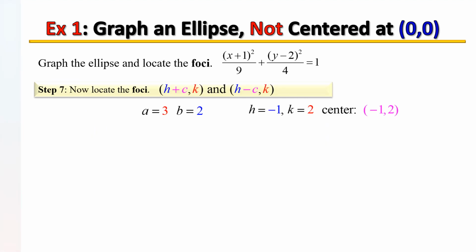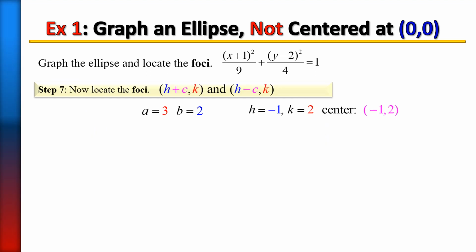Lastly, we want to locate the foci. Remember, that's the value of C. And we're going to add that to the X value of our center. We're not going to do anything to our Y value. But the first thing we need to do is find out what C is. So let's plug it into that formula. Since we already know A and B, once we plug those values in, we're going to have 9 minus 4, which, when you take the square root of each side, gives us C equal to plus or minus square root of 5.